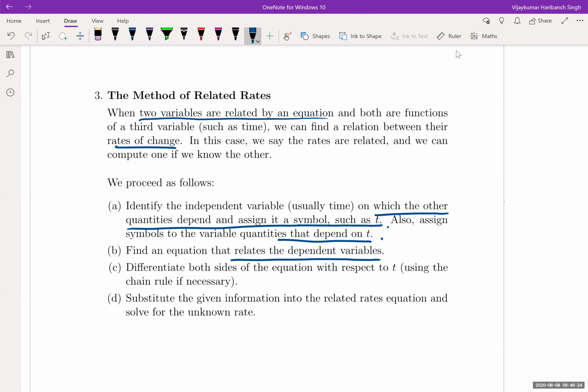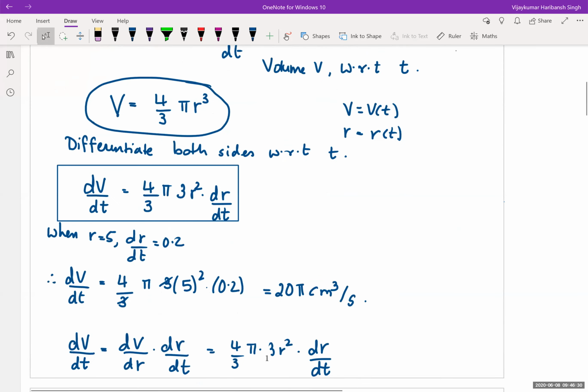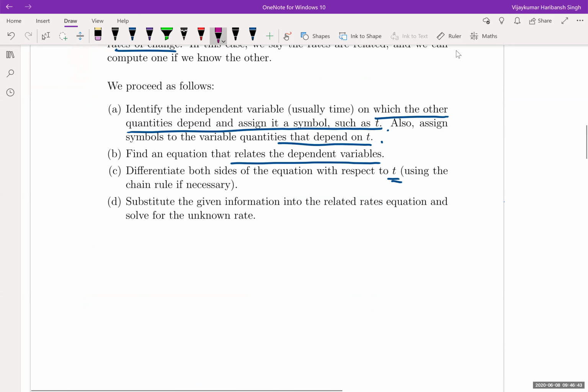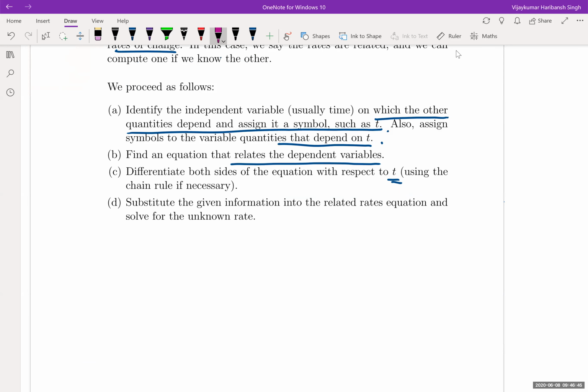Then what you do, you differentiate on both sides with respect to t and use chain rule if necessary. In this case, we used derivative on both sides, and we use chain rule for this part here, right? For r cubed, we use the chain rule, which gives 3r squared dr by dt. And then the last step is to substitute the information into the related rate equation and solve for the unknown rate.